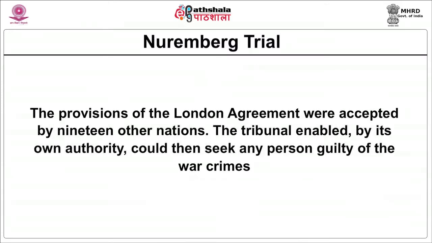The provisions of the London Agreement were accepted by 19 other nations. The tribunal, enabled by its own authority, could then seek any person guilty of the war crimes listed. This allowed it to bring in large organs like the Nazi Gestapo and its leader to the tribunal to be tried as war criminals. The defendants were given 4 entitlements in all.